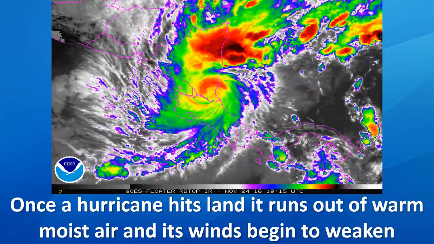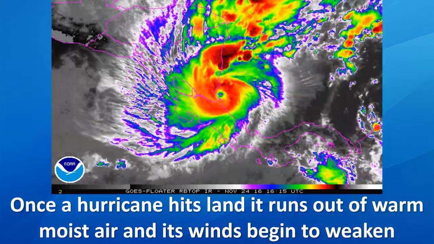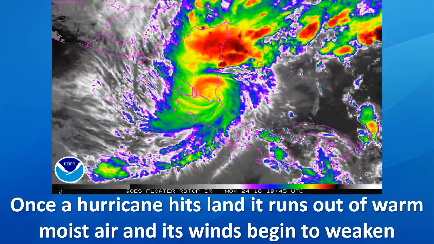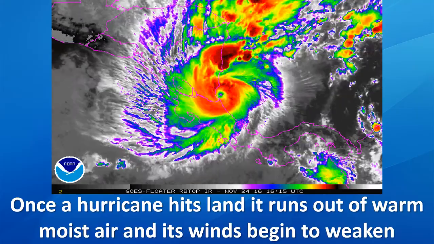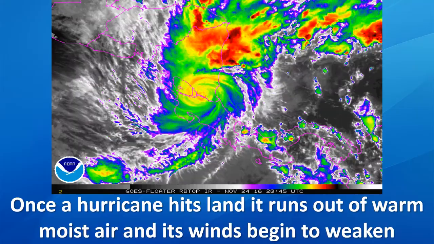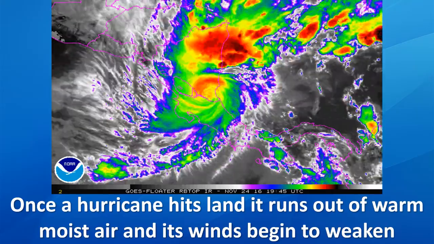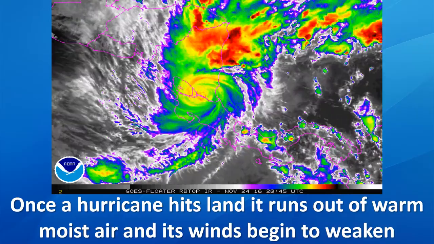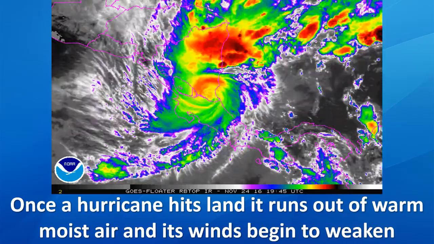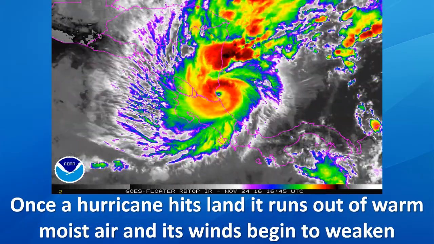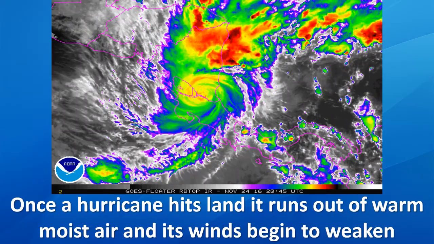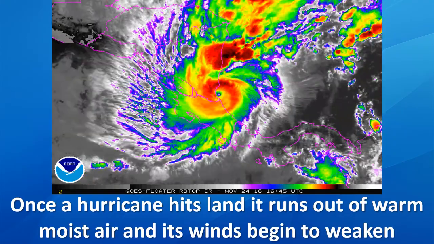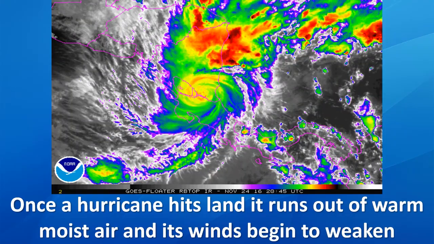Once a hurricane is formed, so it's reached 74 miles per hour, and it starts to approach land, as soon as it goes on top of land, it starts to weaken. That's because once a hurricane hits land, it begins to run out of that warm, moist air that fuels it. So as it goes over land, its winds begin to weaken. As you can see from this GIF, the hurricane's strength dramatically decreases the second it goes over land. And that's because it's losing that fuel which is keeping it going.